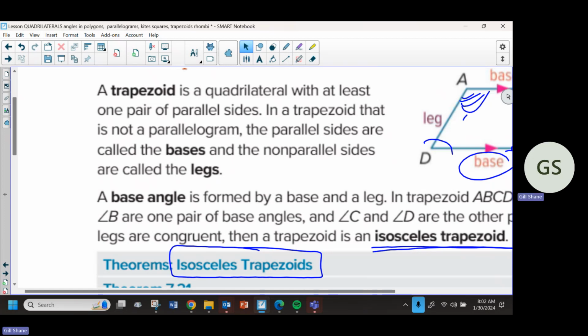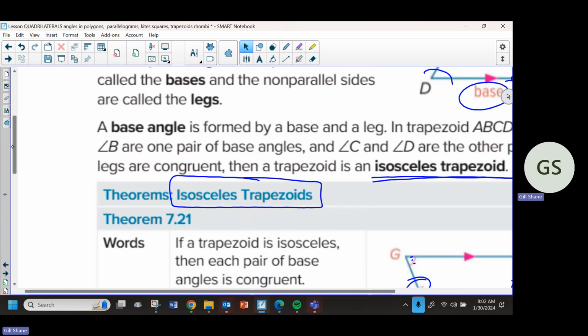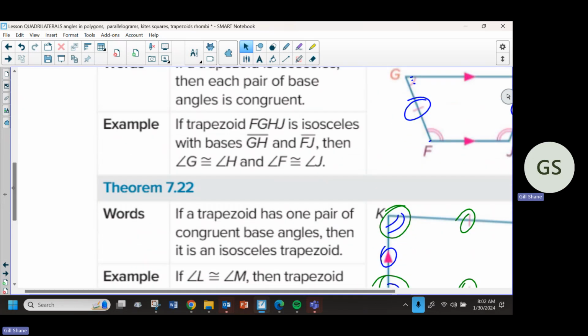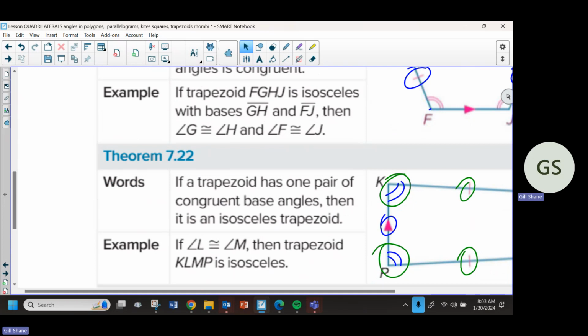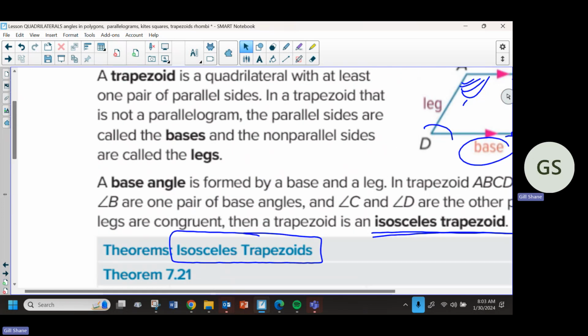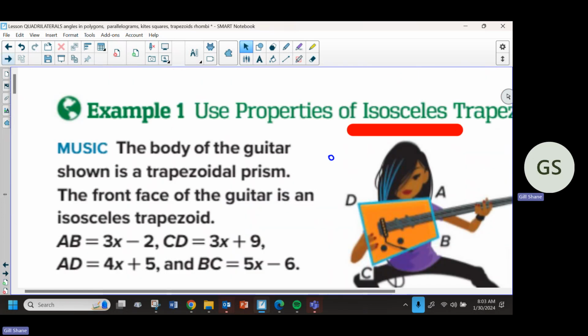Oh yeah, legs are congruent. So they just tell you in the definition. So I guess that's not a theorem. All the theorems just allow you to determine from the angles that it looks like it's isosceles, and then you have to know that the definition of an isosceles trapezoid is that the legs are the same length. All right, so that's just a definition.